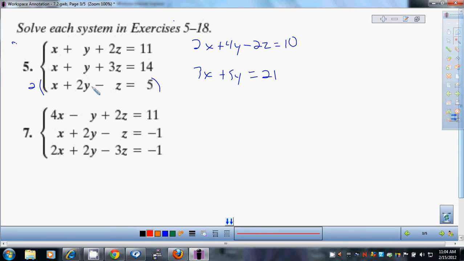Now what do you want to multiply by to get rid of the middle z? 3. Sounds good. If we multiply it by 3, what will that turn into? It'll be 3x plus 6y minus 3z equals 15. Now if we add that to the middle row, you get 4x plus 7y equals 29. Now we're right back to our comfort zone. 2 equations and 2 variables.